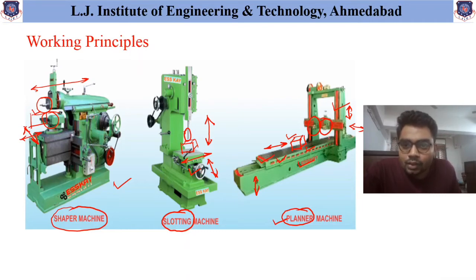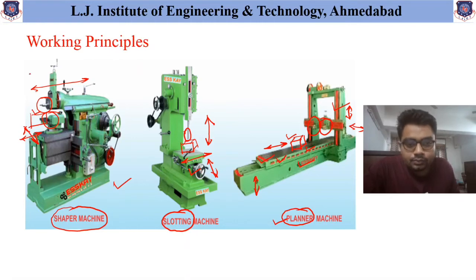So we have discussed the basic working principles, that is, how these machines operate. To understand the operating movement of these different machines, two major movements are required: the first one is primary motion and the second one is auxiliary motion.